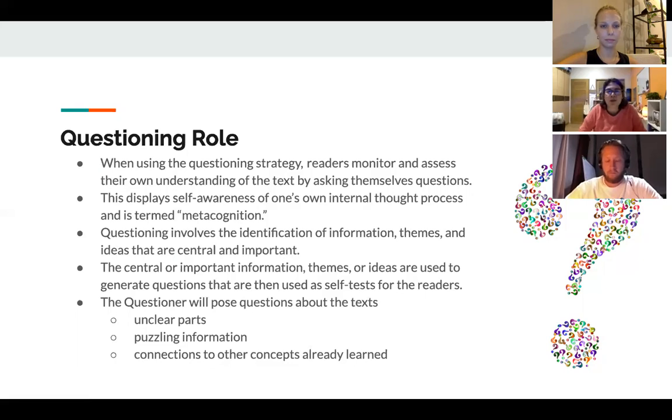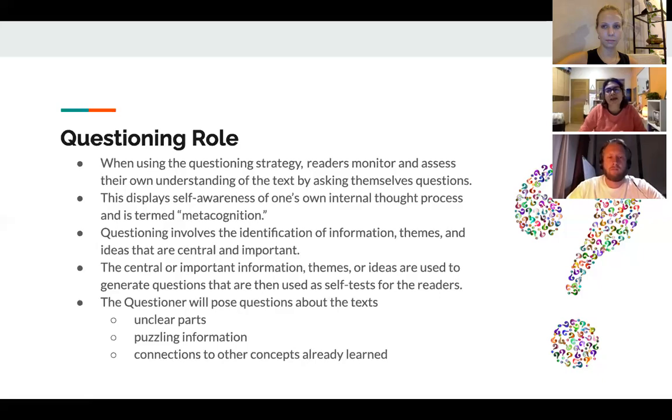The questioner will pose questions about the text, maybe unclear parts or puzzling information, or questions to connect other concepts already learned. Some starter questions that the questioner can ask would be like who, what, when, why, where, how, and what if. The questioner not only asks, and the readers not only ask themselves, but ask each other as a group. It's to help the group understand what has been read. Asking questions about a text helps you have a purpose or a reason for reading, and it deepens your understanding.